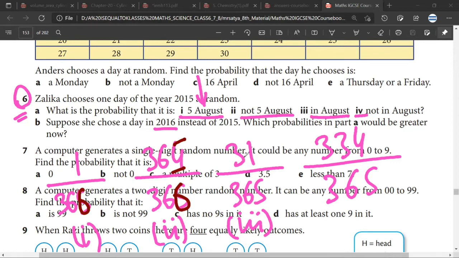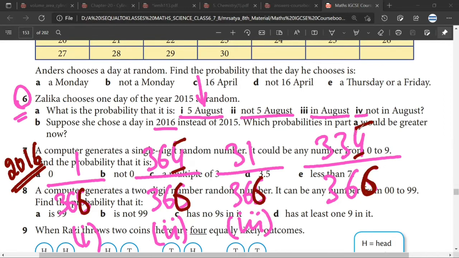In August would be 31 upon 366. Not in August would be 335 upon 366. So, for a leap year, the probabilities will change like this. This would be 1 upon 366. This would be 365 upon 366. This would be 31 upon 366. And this would be 335 upon 366. Any doubt? No doubt, sir.